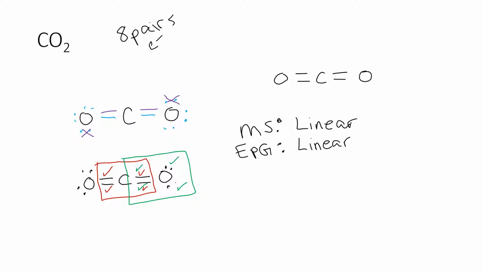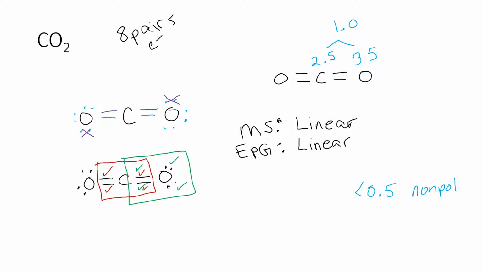So again, going back to electronegativity, oxygen, we said, is 3.5. Carbon is 2.5. Now, the difference in electronegativity between these two is 1.0. Our rules are, if the electronegativity difference is less than 0.5, it is considered nonpolar.